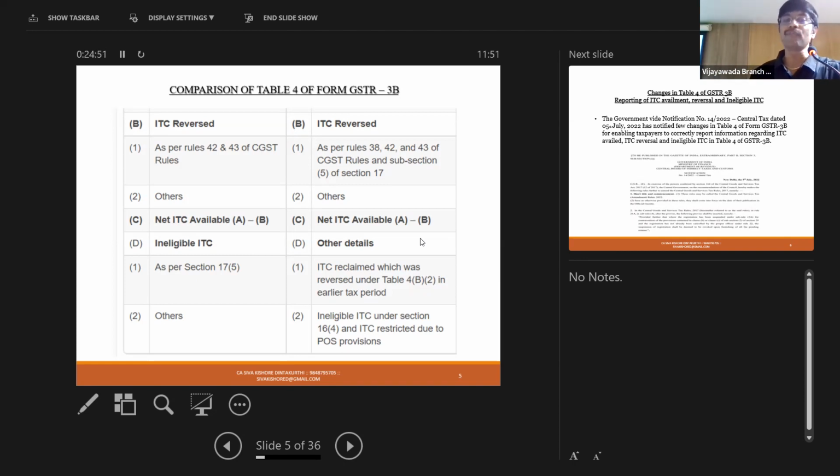So now they are expecting 4D2. What is 4D2? Ineligible ITC under section 16(4) and ITC restricted due to POS provisions. So what is ineligible ITC under section 16(4)? Time barred. Suppose a supplier has filed the invoices as part of his GSTR after 30th November, are you entitled to take credit? Your auto-drafted 2B itself in table 4 marks it as ITC not available.